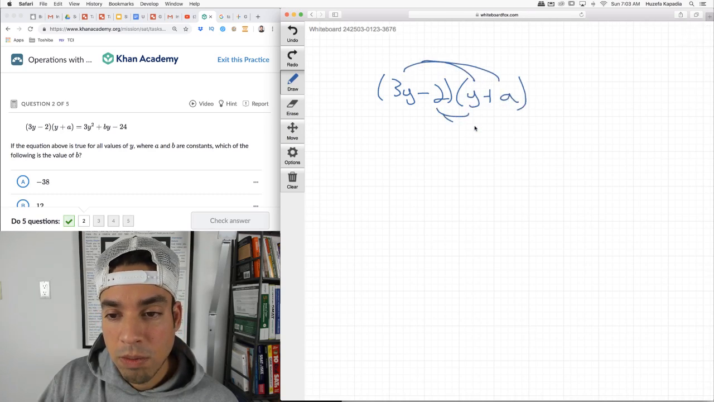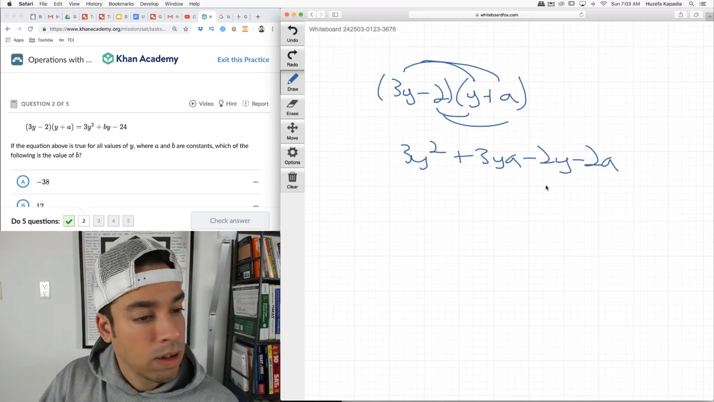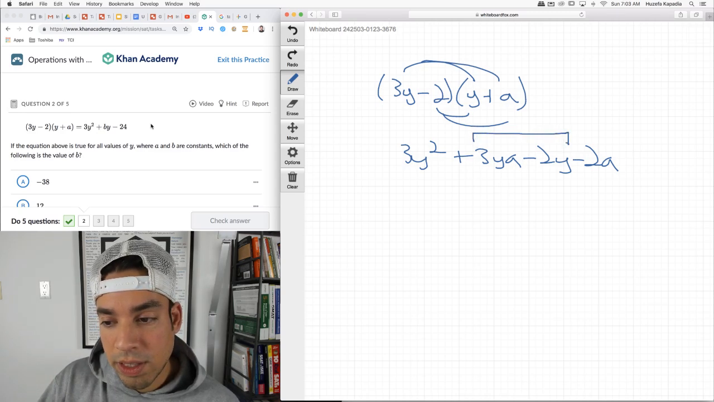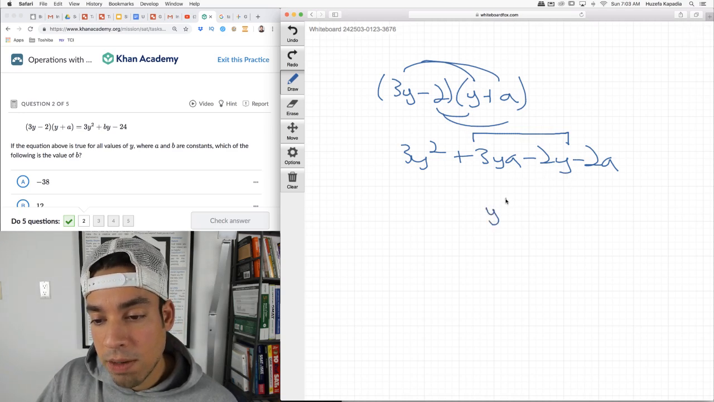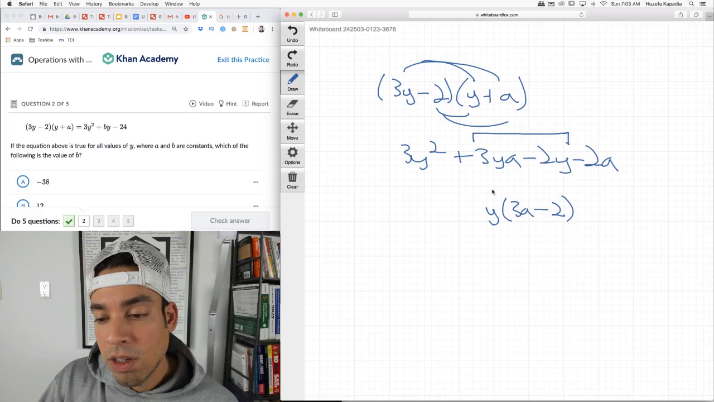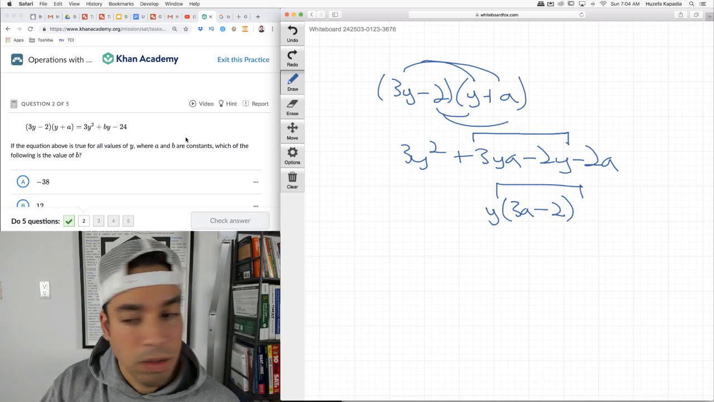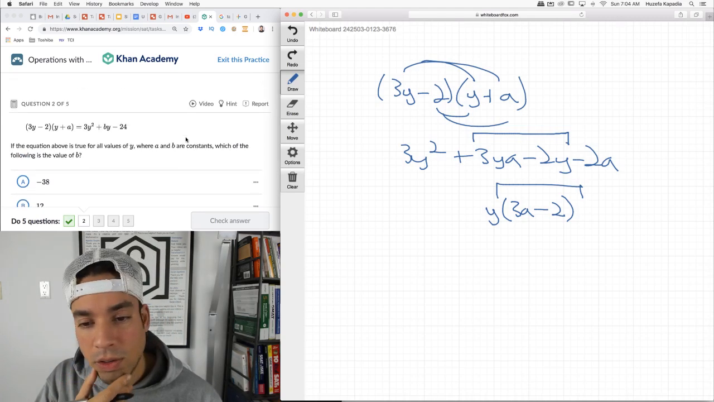So it's 3y squared plus 3ya minus 2y minus 2a. The b term is going to be whatever is multiplying that middle y term. So I'm going to factor out my y, and then I have 3a minus 2. Factor out the y from here and here, and that's my b term, 3a minus 2. Oh, wait. Hold on a second. Oh, you can actually get a value. Hold on, maybe I did something wrong.